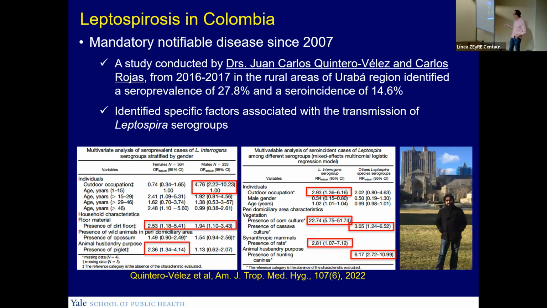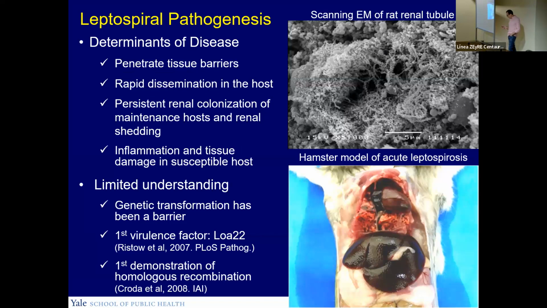And there are some interesting differences in terms of risk. For Interrogans, you can see outdoor rotation, corn culture, and the presence of rats, which makes sense because we know Interrogans is very correlated to rats. But for other species of leptospirosis, we saw cassava culture and hunting canines, which I can go back to, in the studies that Dr. Janet did as well.